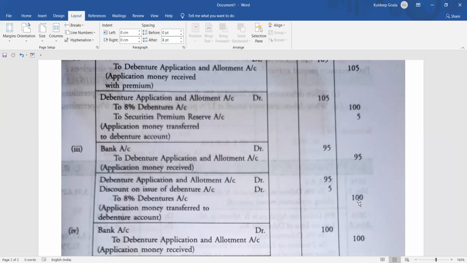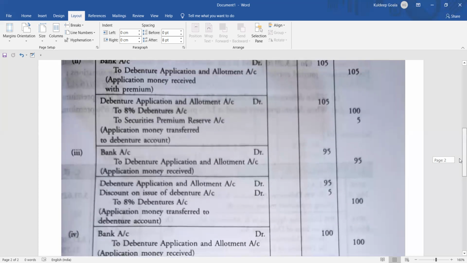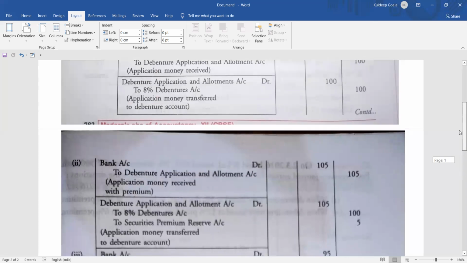So that is why debenture application allotment account debit 95, which is how much we received. Discount we are giving is 5 rupees, so discount on issue of debenture account debit 5 rupees, to 8% debenture account, the face value of 100. Remember, always and always, the face value is transferred to the debenture account. I hope all of you have understood this part. Now, the rest of the three.